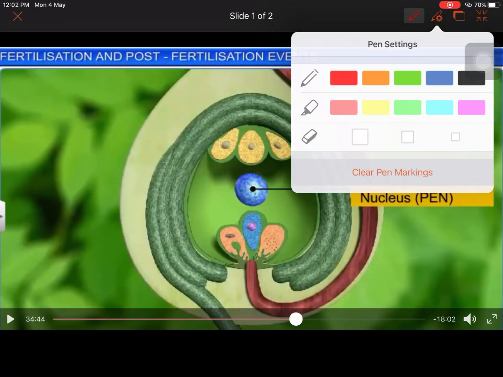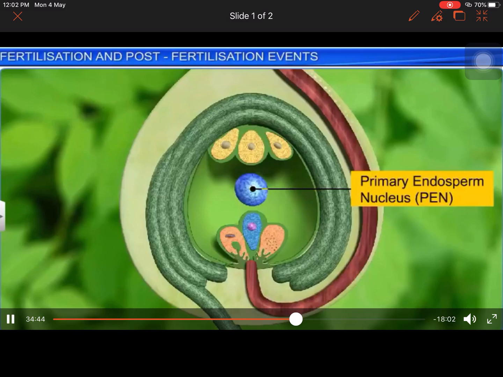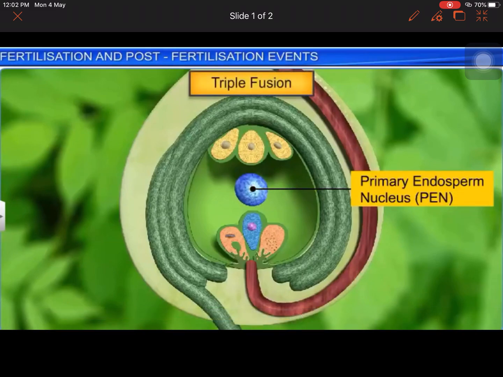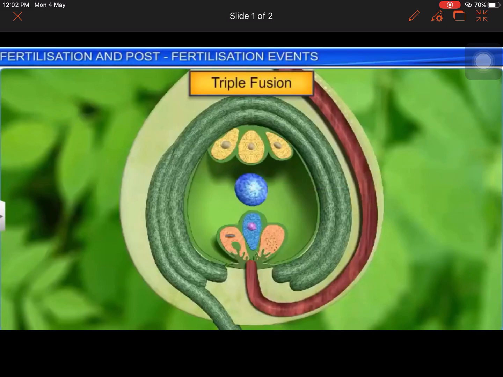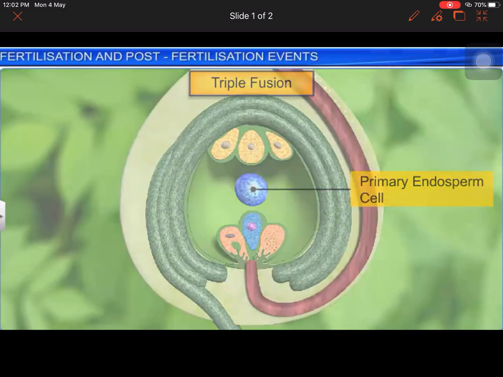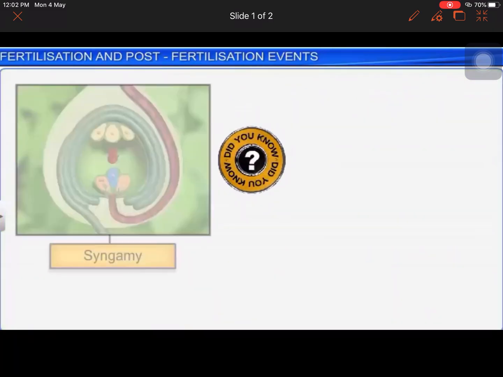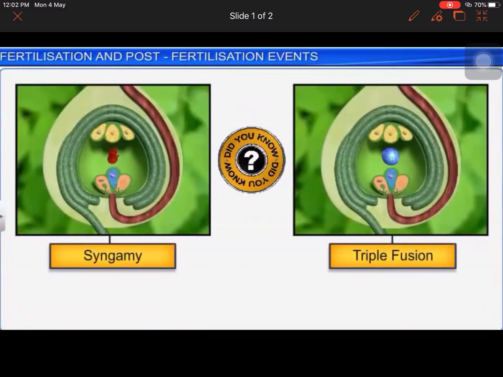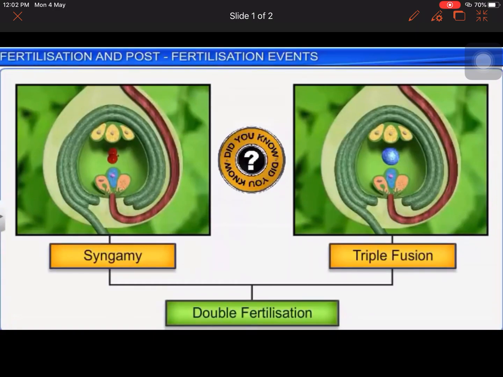So let's start. This fusion is known as triple fusion, as it involves the fusion of three haploid nuclei. Haploid means a single set of chromosomes. After the triple fusion, the central cell is called the primary endosperm cell. Did you know that syngamy and triple fusion together represent double fertilization, a phenomenon unique to flowering plants?